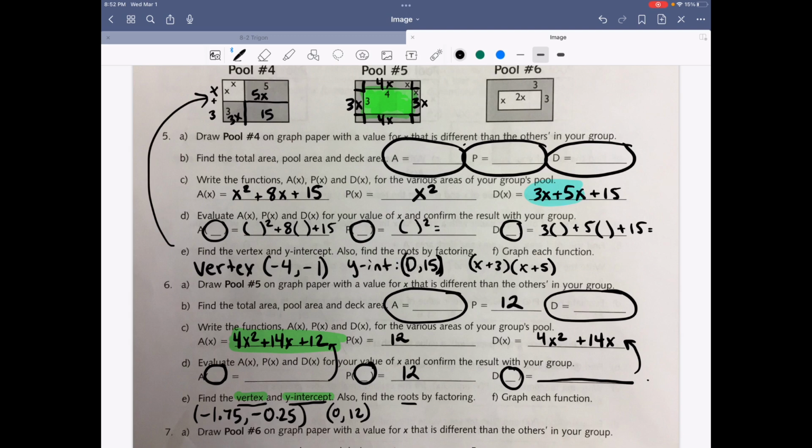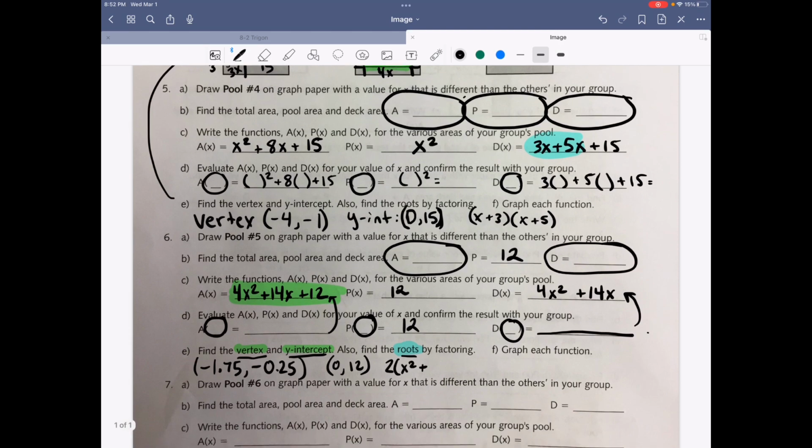The next thing it's asking is for us to find the roots. So to find the roots, I have to factor it. The first thing I'm going to do is factor out a 2. So I get 2x squared, right? Because if I divide by 2 from my original equation, I get 2x squared plus 7x plus 6.